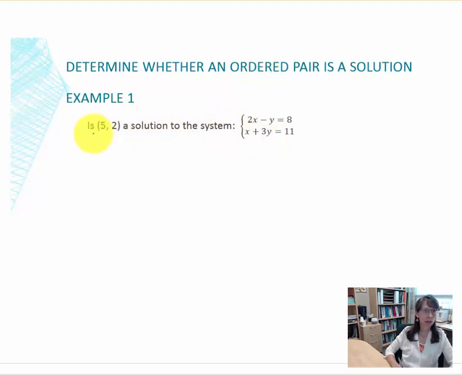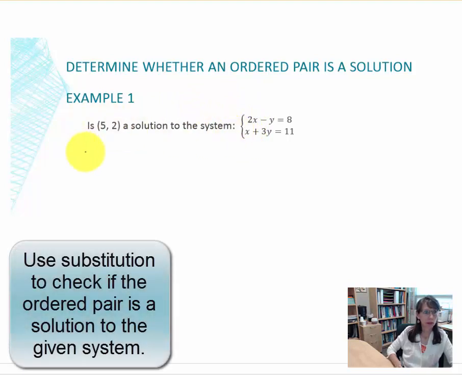So what we want to know is, does the ordered pair 5, 2 satisfy the first equation and the second equation? So we'll just substitute 5 for x and 2 for y in each of these equations. So we'd have 2 times 5 minus the y value equals 8. 10 minus 2 equals 8. So it looks like 8 equals 8.